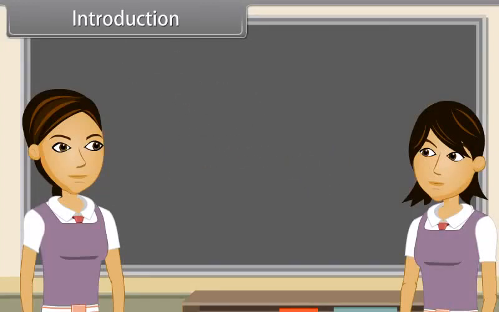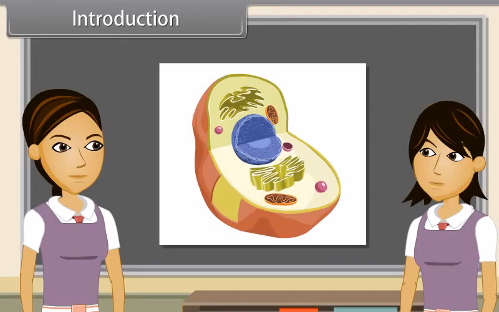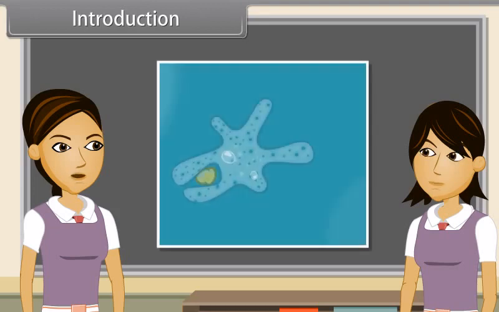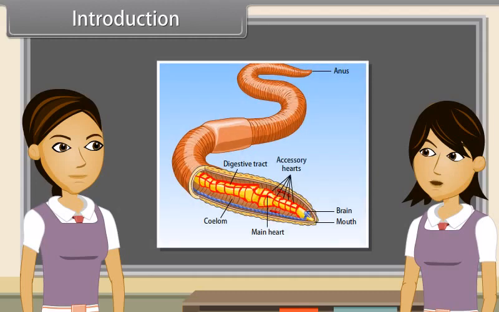Introduction. We know that the cell is the structural and functional unit of life. Do you know what it actually means? It means a single cell can perform all basic functions of life. Example, movement, intake of food and respiratory gases, respiration, excretion. It is true for single-celled or unicellular organisms. But what happens when there are so many similar cells as in multicellular organisms?